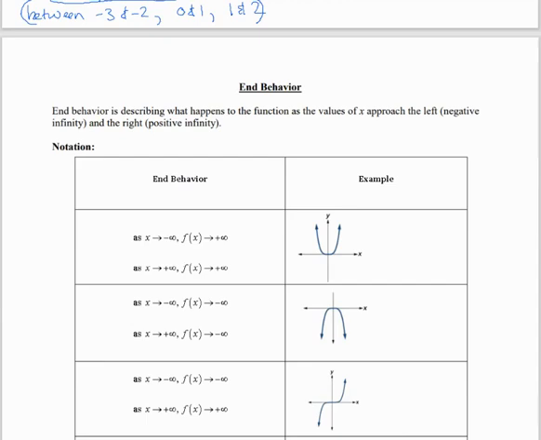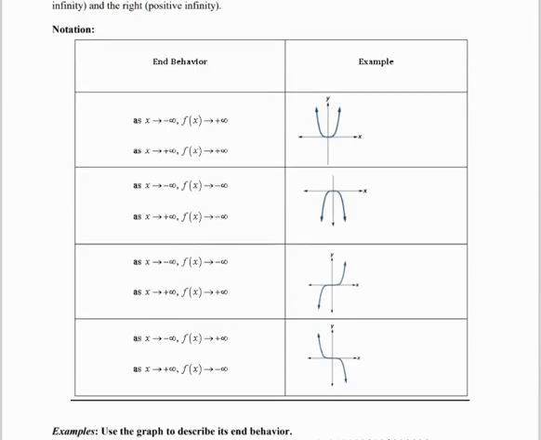Okay, last but not least, end behavior. This is probably the easiest part of the section, so we'll end on a high note. End behavior is talking about literally what's happening to the ends of the graphs. At the left side and the right-hand side, what's happening? Is it going up, up, down, down, etc.? Here's a little chart for you to understand the notation.